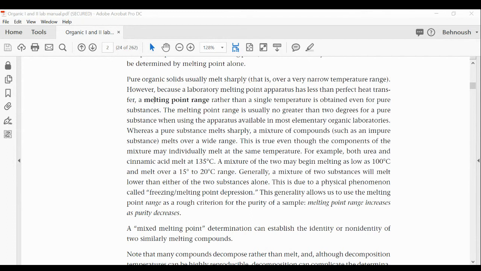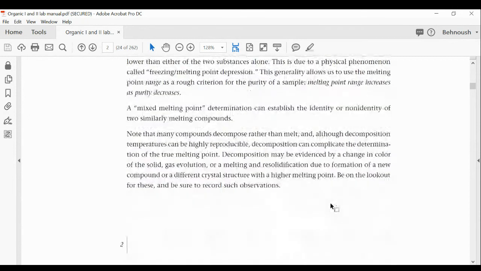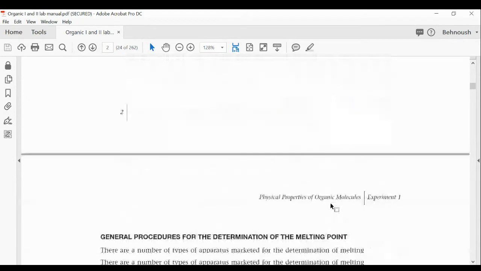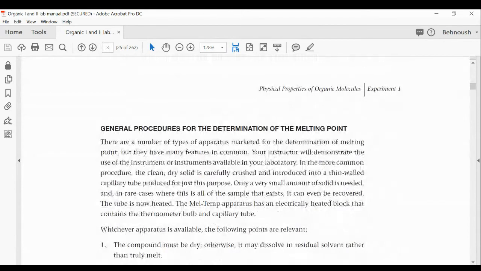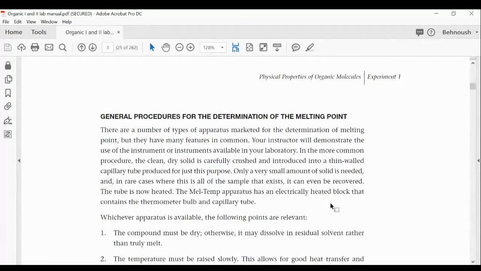And that was about the range of the melting. You have to pay attention to the initial melting and monitor it until you get the final melting.